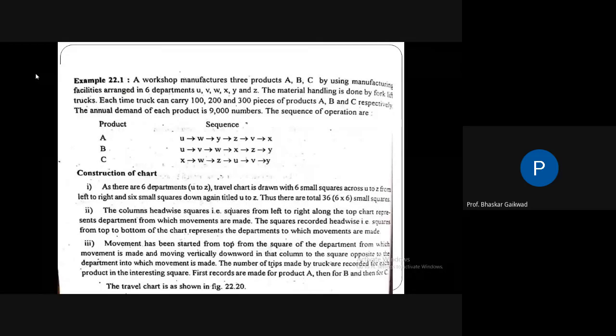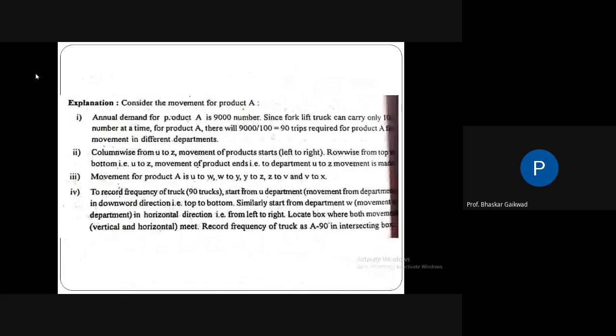So B part, now we have reached B part. UV, this we have to mark. So what is the quantity for B? 9,000 divided by 200 means how much is it? 45. Means B is 45 and the sequence is U to V. So let us see these diagrams. U to V. Okay. So U to V, this is the 45.